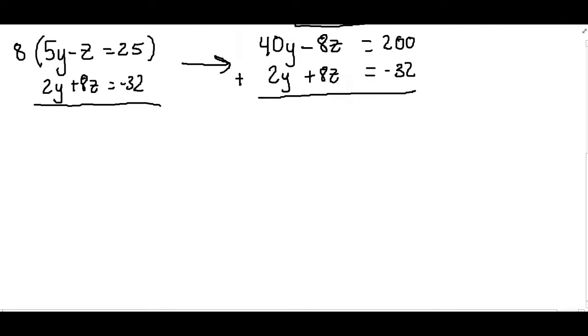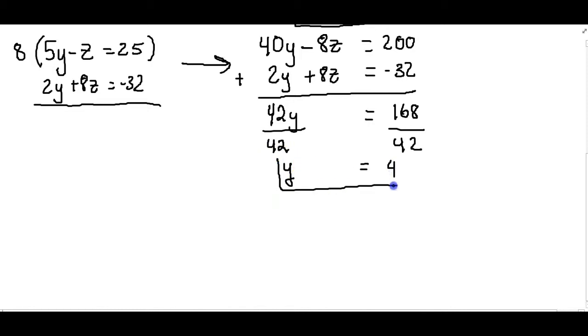Okay, so now let's do our addition. 40y plus 2y gives us 42y. Negative 8z plus 8z, the z's drop out, equals 200 plus a negative 32 gives us 168. Divide each side by 42. 42y equals 168. Then we have y equals 4. Okay, we just came up with our y value. So we've been able to solve for one of our variables.